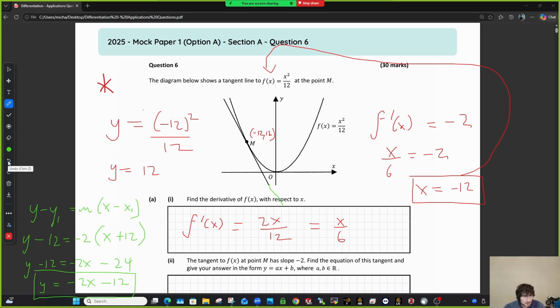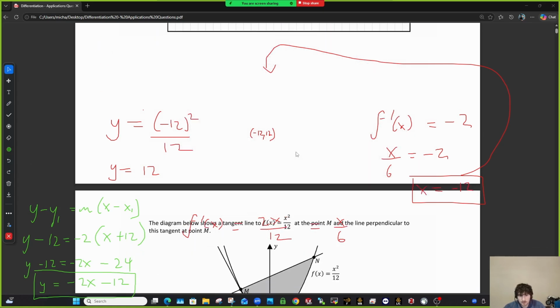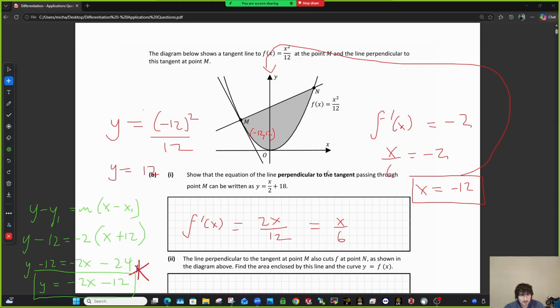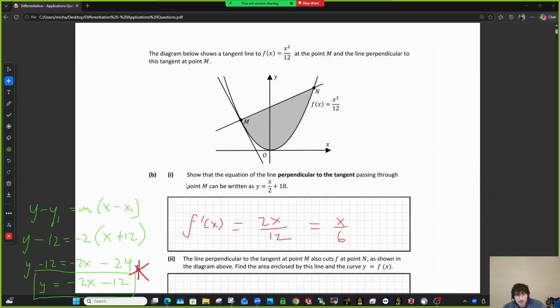Great. So then the next part of this question, they give us the diagram again, so let's rub away some of this stuff. Show that the equation of the line perpendicular to the tangent passing through M can be written as this. So the point here is, this is just a coordinate geometry line. The slope of this tangent here was -2, and any line perpendicular to that, you flip the slope and change the sign. So it'll become +2, and then you flip it. So the slope of the perpendicular line is a half.